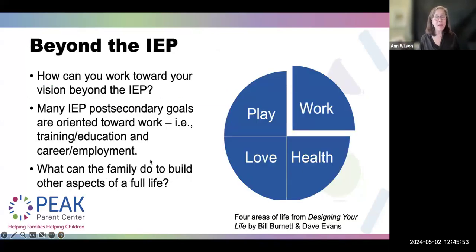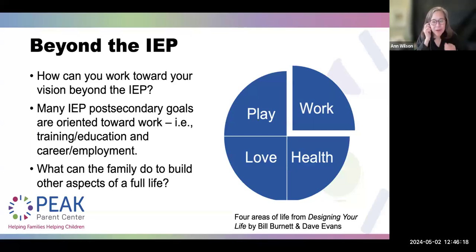Then I want to talk about beyond the IEP. I think, as I mentioned, you want to be building those relationships and those foundations and opportunities for community participation. Many IEP post-secondary goals are oriented toward being able to work. And so you want to think about what other things are important to your family and to the individual.